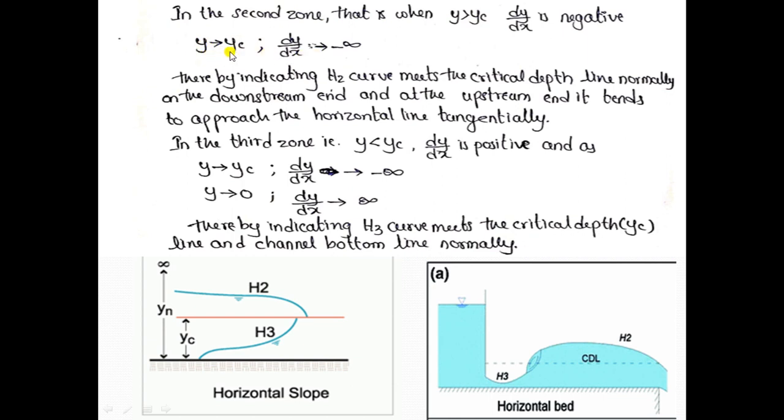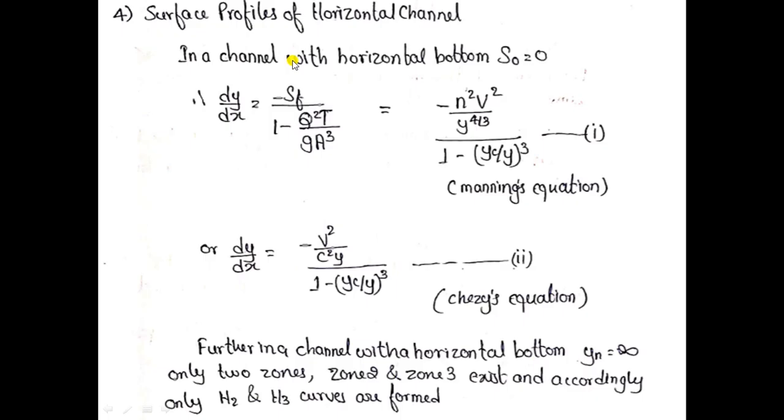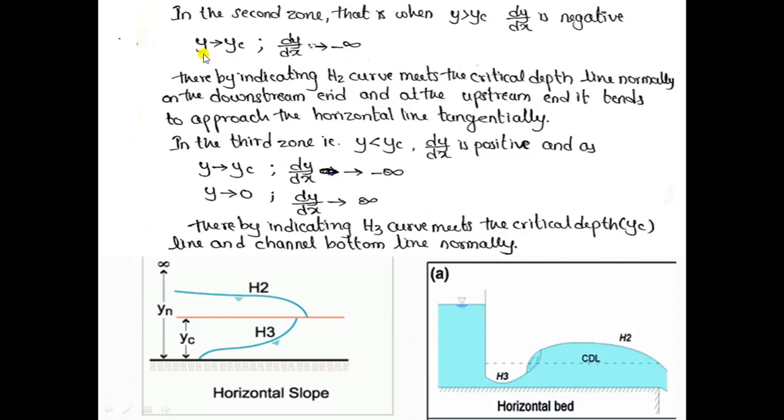So, as y tends to yc, dy by dx, if we consider these two equations, as y tends to yc, dy by dx tends to minus infinity. Thereby it indicates that the H2 curve meets the critical depth line normally on the downstream side, and it tends to approach the horizontal line tangentially.